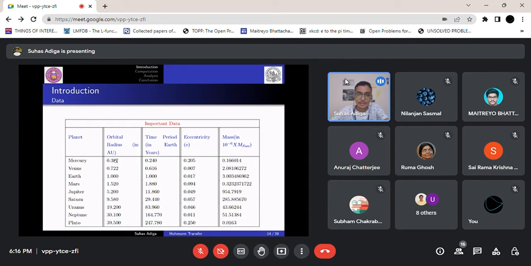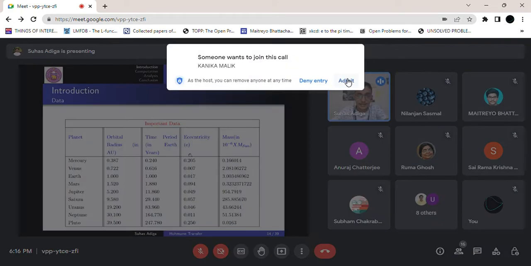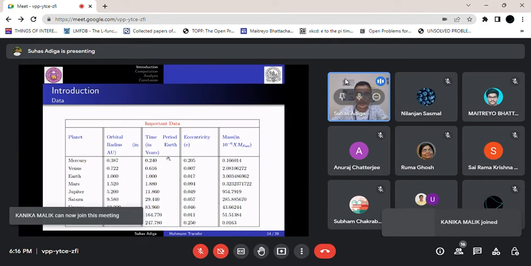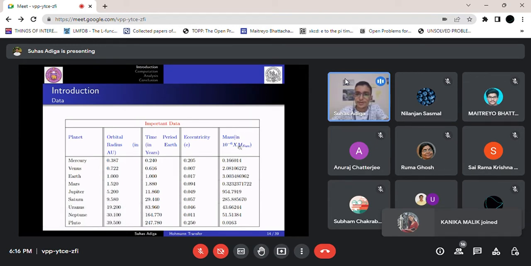So Mercury is at 0.387 astronomical units, and then in another column we have the time period. That is, how much time does it take to rotate around the Sun? This is around 0.24 years. Why this data is important, I'll let you know in the upcoming slides. The eccentricity of Mercury's orbit is around 0.205, and the mass is 10 to the power minus 6 times 0.166 times the solar mass. Though you can see that I have written M Sun, in most of the books the solar mass is represented as M and then a dot, right?